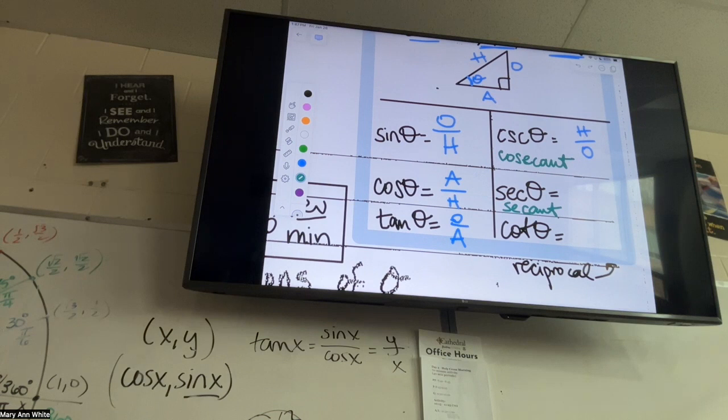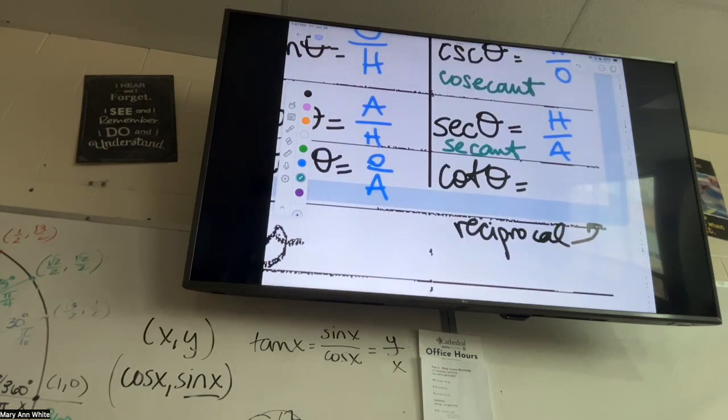If cosine is A over H, what's secant gonna be? H over A. And then last, what do you think COT stands for? Cotangent, very good. So cotangent is gonna be the reciprocal of tangent. And so tangent was O over A, we're gonna do A over O.